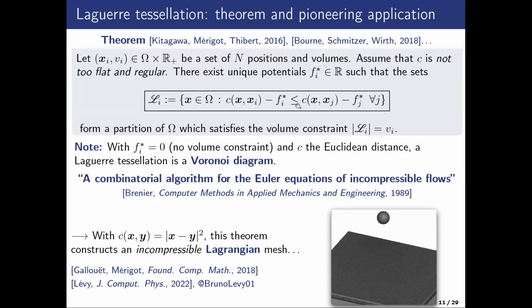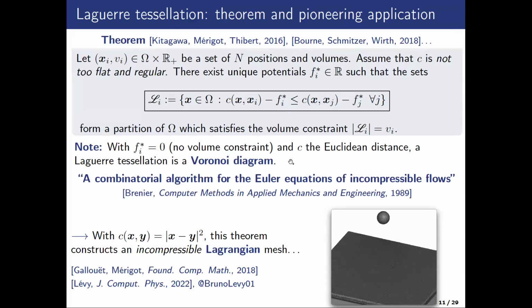So if you look carefully at the definition of these Laguerre cells, if all the potentials are 0 and c is just the Euclidean distance or the squared Euclidean distance, then that's the definition of a Voronoi diagram. So to some extent it is a generalization of the Voronoi diagram. And probably one of the first persons to notice that kind of property is Yann Brenier, but it was for fluid mechanics. And one or two years ago, I think Bruno Levy came to talk about that in that precise seminar to say that, okay, by doing that, we can actually do fluid simulation.